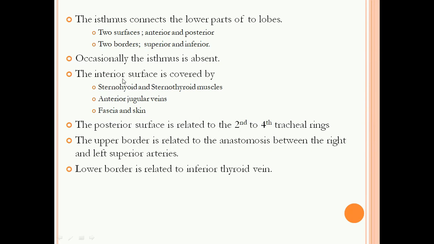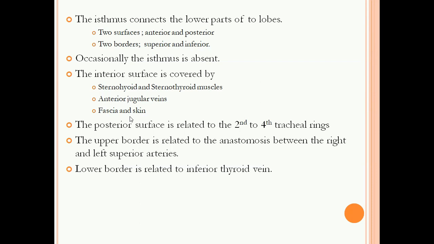So the anterior surface is covered by the sternohyoid and the sternothyroid muscles, anterior jugular veins, fascia, and the skin. So when I cut open the skin, I go into the fascia. The fascia will be the deep fascia, because superficial fascia is very thin in the neck, and when we go into the investing layer of deep cervical fascia, we start to reflect the pretracheal fascia. We will encounter the gland.